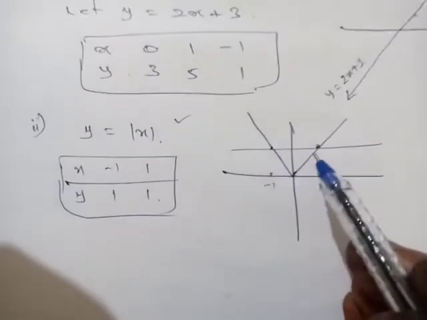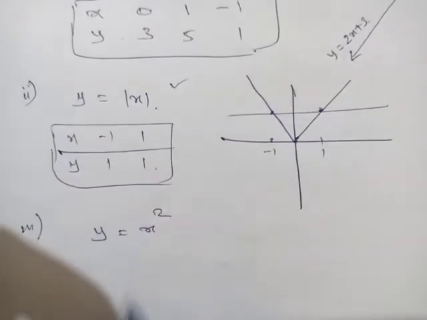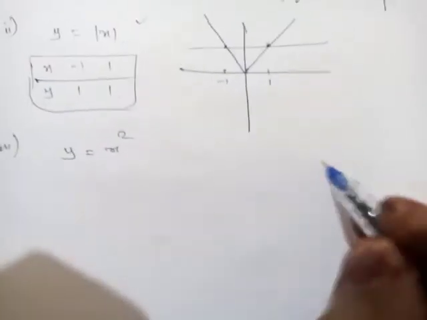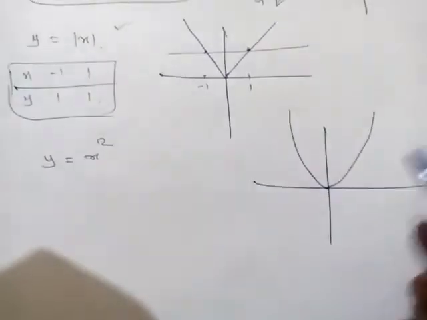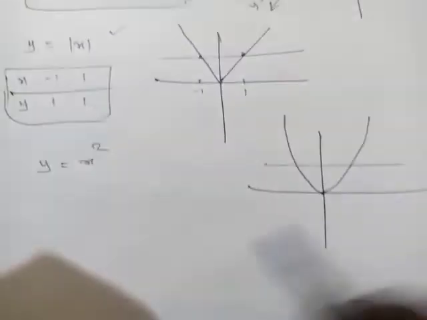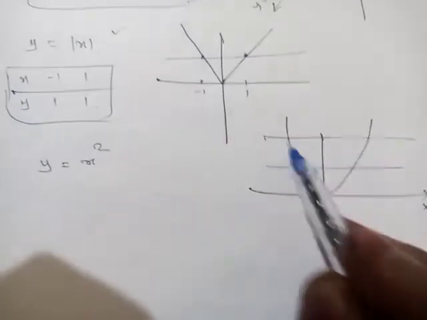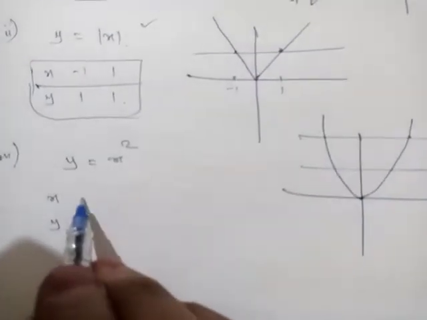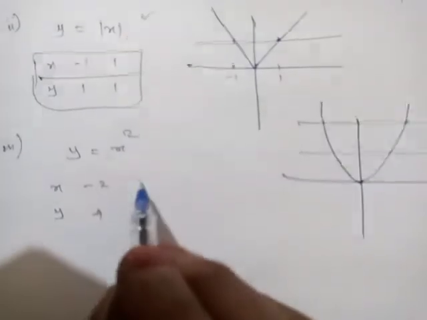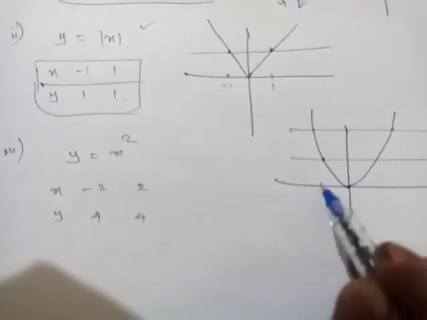So easily we can say from the diagram also. For example, y equals x square. What do you think about this quadratic polynomial x square? It is a U-shaped curve, coming like this. y equals x square will be like this. If you draw any line parallel to the x-axis, it will cut at two places. For example, x value minus 2 gives y value 4. Plus 2 also gives 4. So minus 2 and plus 2 both give plus 4.